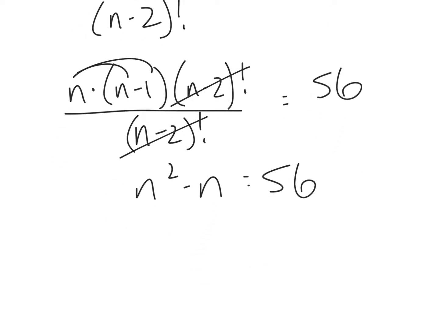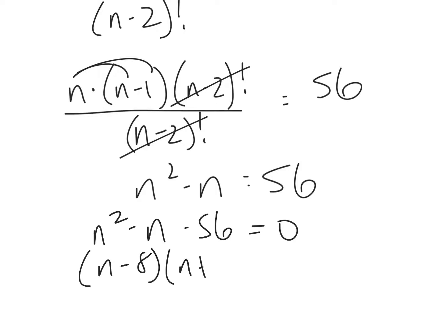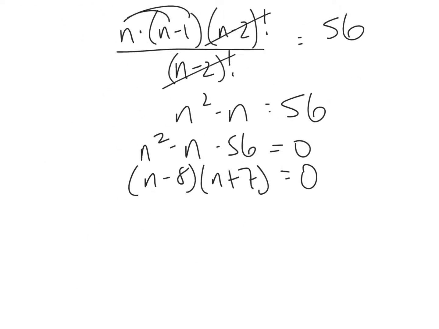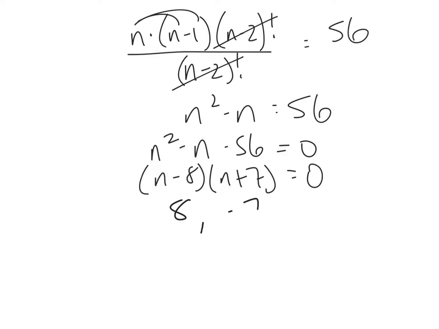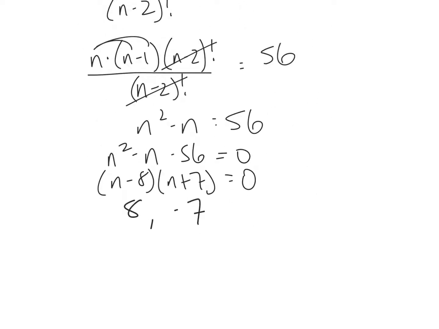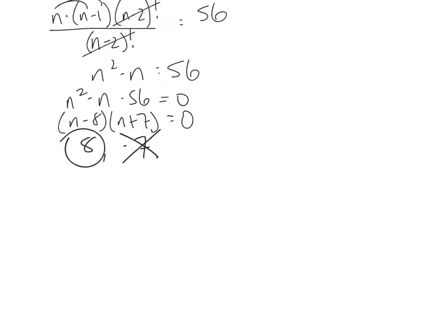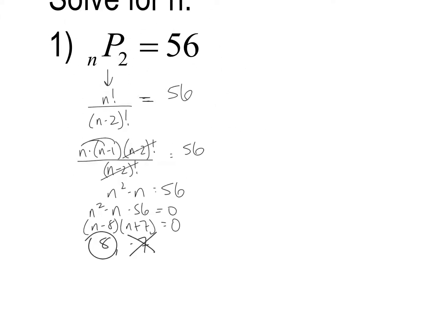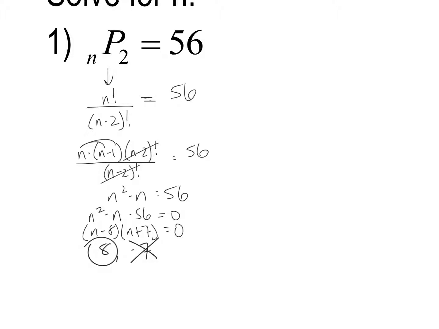Now I just need to bring everything over to one side so that it equals 0, so I can factor it and solve it. N squared minus n minus 56 is 0. That factors to n minus 8, n plus 7. I get 2 answers, 8 and negative 7. But keep in mind we can't permutate negative numbers, so our answer is 8. You can check that in your calculator really fast: plug in the 8 and do 8 permutate 2, and you get 56.